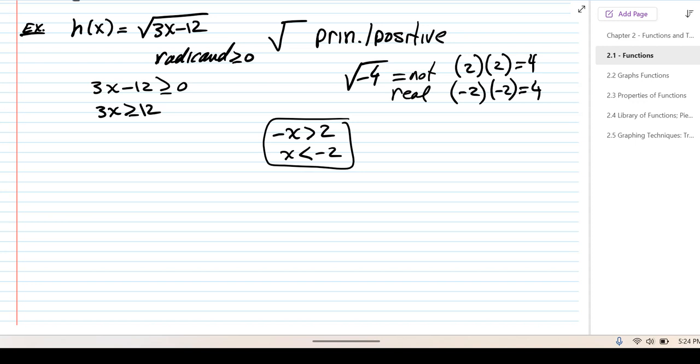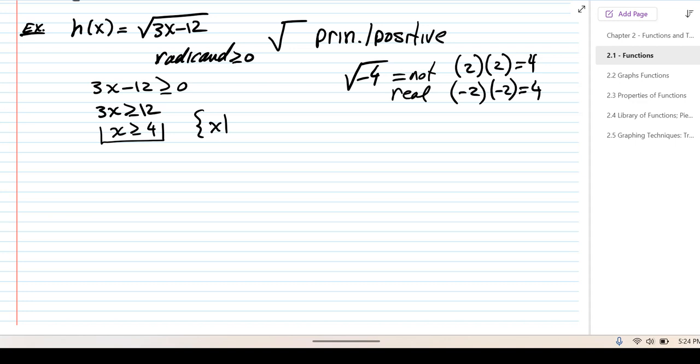That's what we mean. So for this one now, 3x greater than or equal to 12, divide both sides by 3. Divide and multiply by positive numbers, we do not change the direction. So x must be greater than or equal to 4. Okay, and we can write that again in one of two ways.